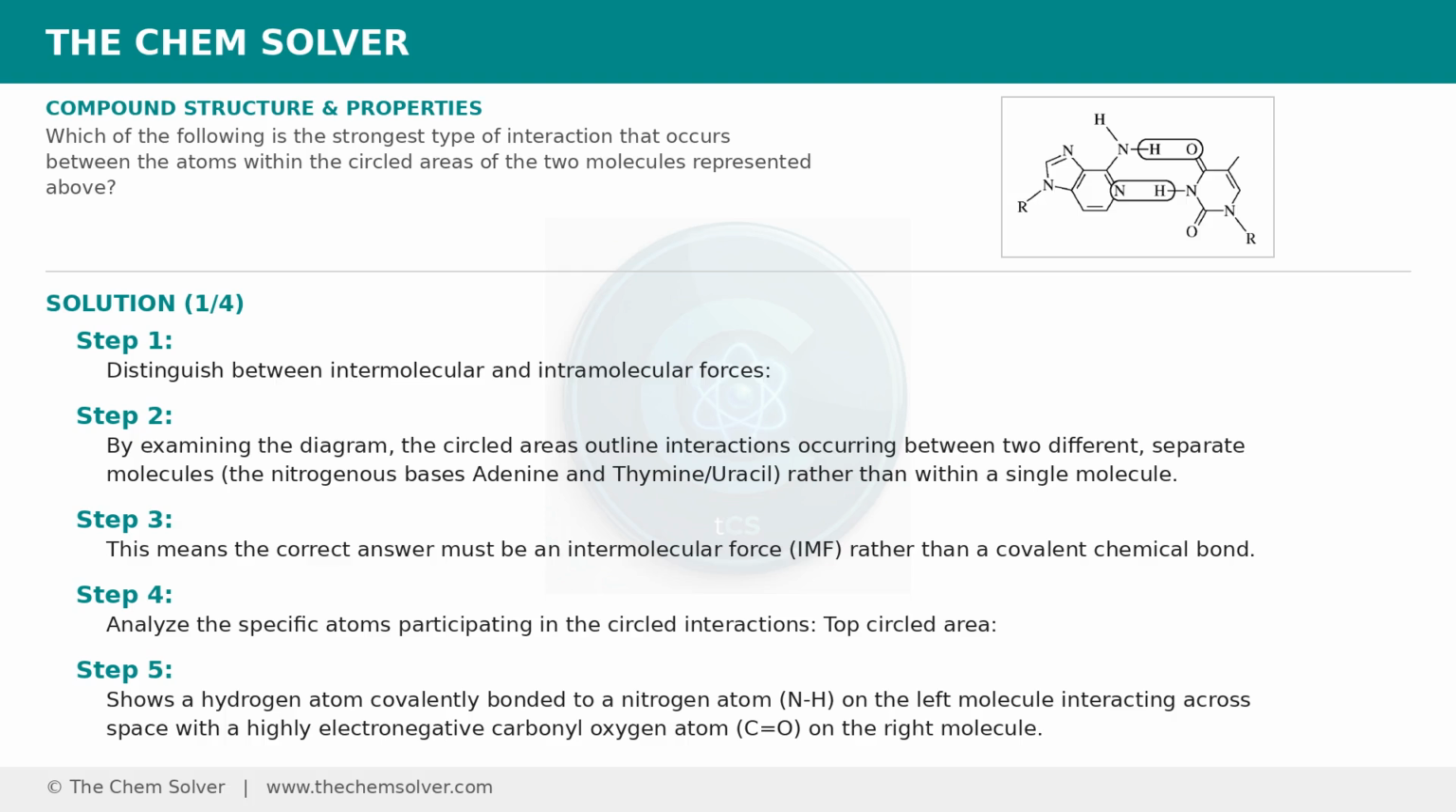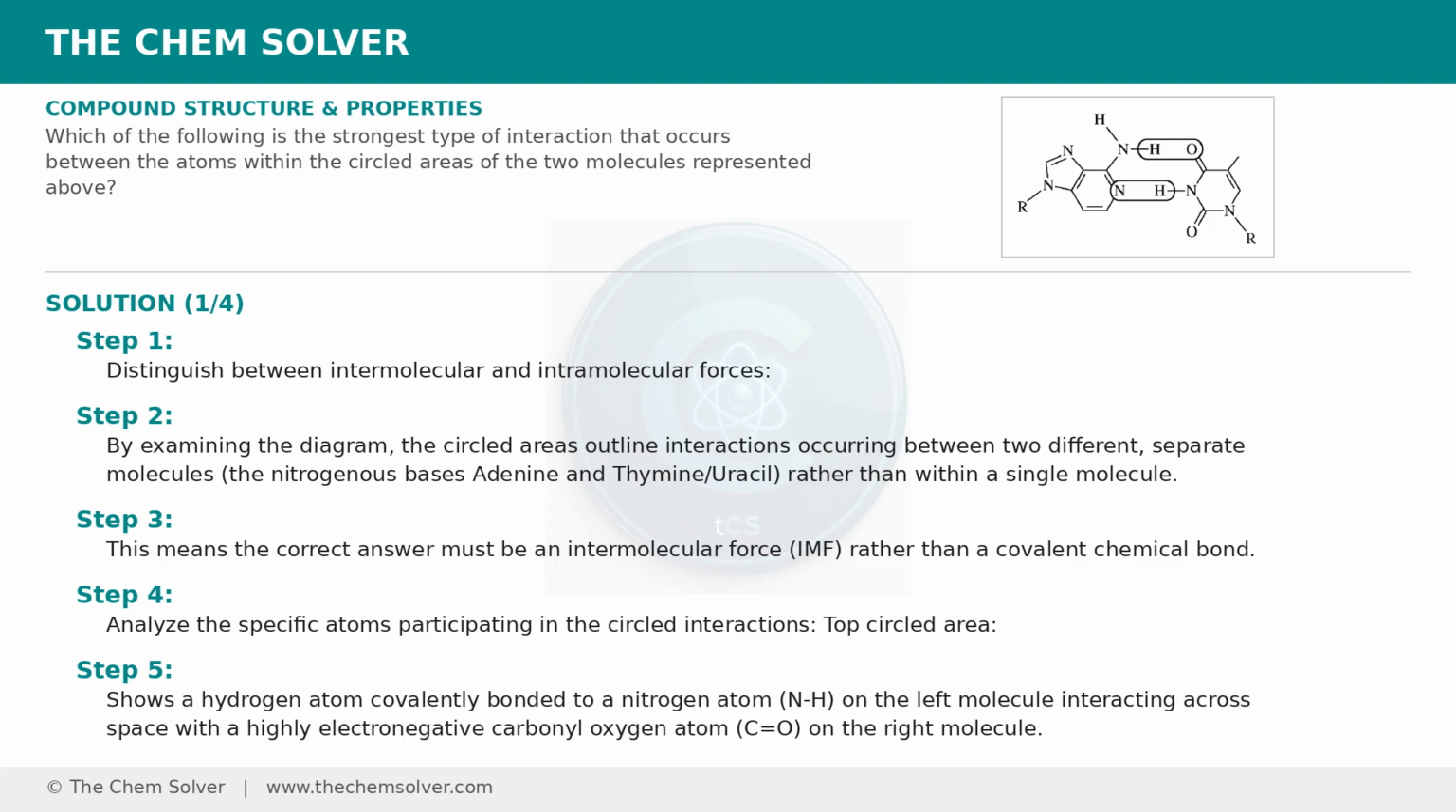Distinguish between intermolecular and intramolecular forces. By examining the diagram, the circled areas outline interactions occurring between two different, separate molecules, the nitrogenous bases adenine and thymine/uracil, rather than within a single molecule. This means the correct answer must be an intermolecular force, IMF, rather than a covalent chemical bond.